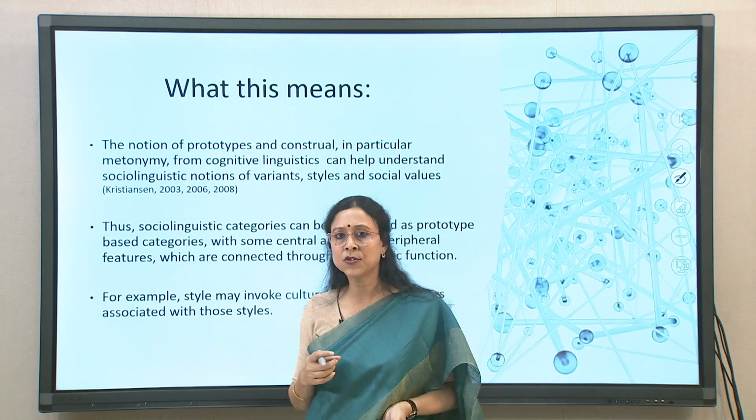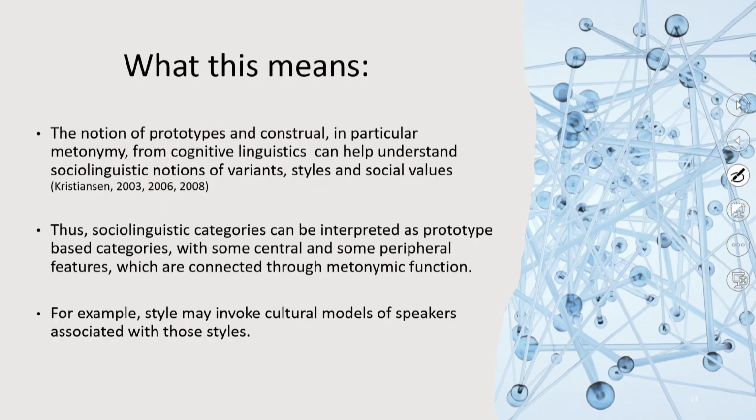What this means is that the notion of prototype and construal, in particular metonymy. Now, metonymy, when we are talking about a category, when we are talking about a prototype, is a mental function. What happens in metonymy is that you refer to one object by using another object within the broader category. This is an idea from cognitive linguistics that can also help us understand the sociolinguistic notion of variant styles and social values. Thus, sociolinguistic categories can be interpreted as prototype based categories, having good members, not so good members and marginal members, with some central and some peripheral members.